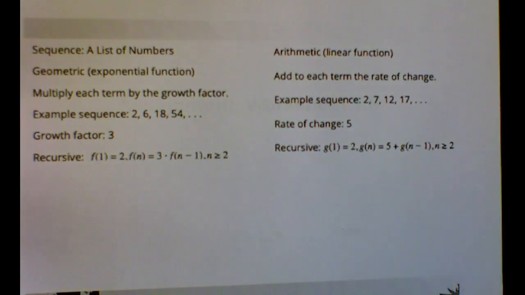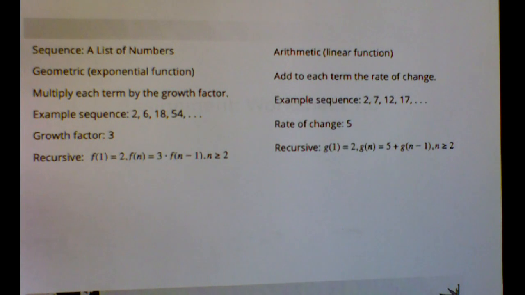So now you're just going to fill in a little summary. A sequence is a list of numbers. A geometric sequence is congruent to an exponential function. In a geometric sequence, you multiply each term by the growth factor. An example is 2, 6, 18, 54. The growth factor is 3 in that case. The recursive definition, f of 1 is 2, f of n equals 3 times f of n minus 1, and n is greater than or equal to 2.